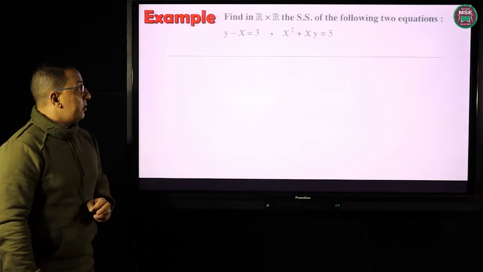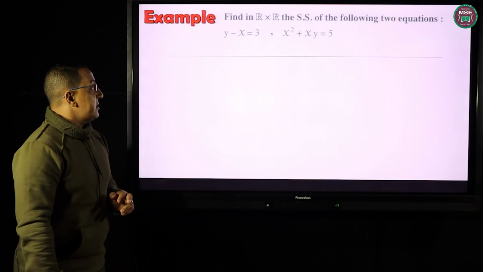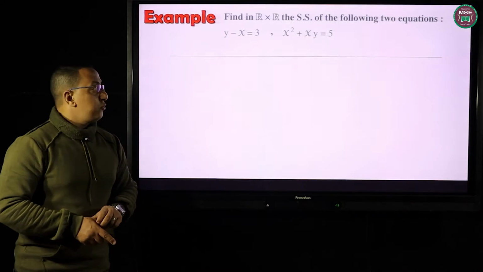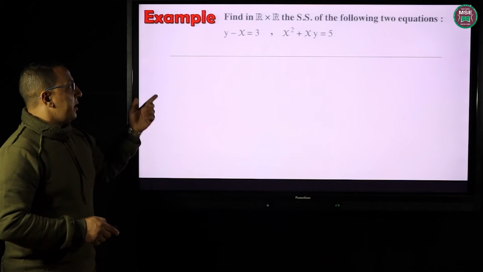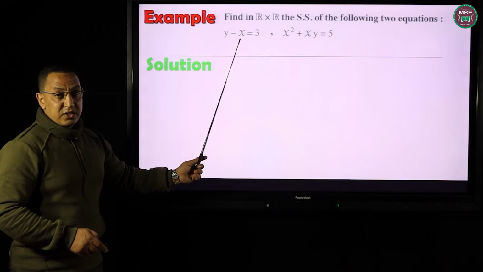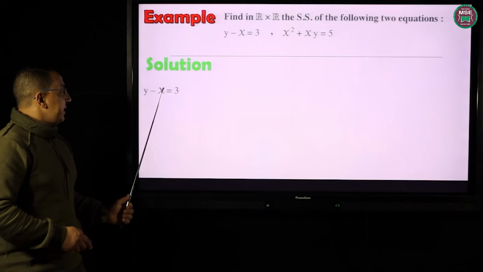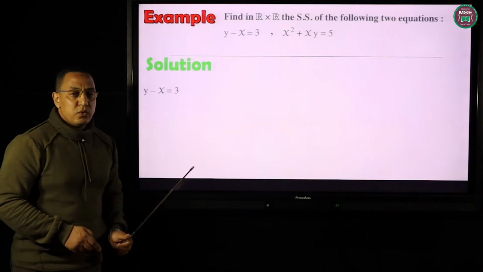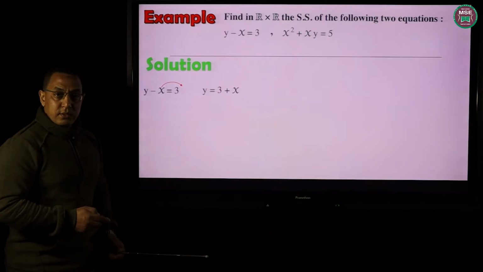Find in R product R the solution set of the two equations y minus x equals 3 and x power of 2 plus xy equals 5. Okay, first I'm going to choose the first degree equation. This is the first degree equation, y minus x equals 3. By sending x to the right side, it will be y equals x plus 3 like this.